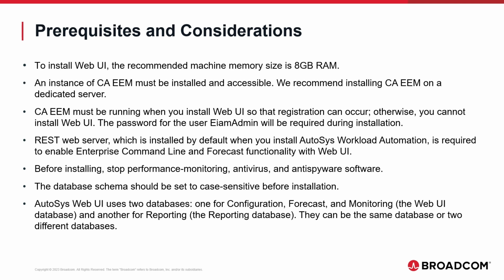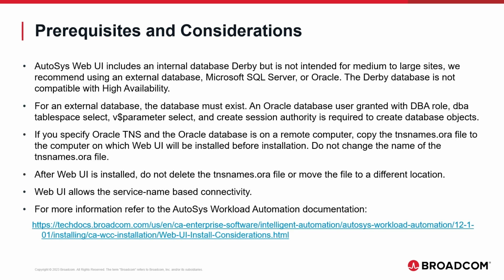AutoSys Web UI uses two databases, one for configuration, forecast, and monitoring, the Web UI database, and another for reporting, the reporting database. They can be the same database or two different databases, depending on whether you want to have reporting and the amount of data to be stored. AutoSys Web UI includes an internal database, Derby, but it is not intended for medium to large sites. We recommend using an external database, Microsoft SQL Server or Oracle.